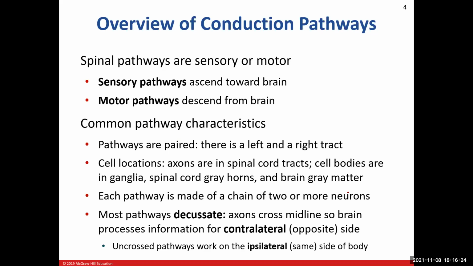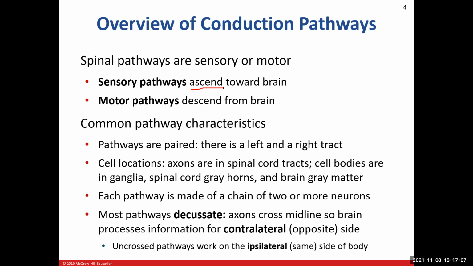The first part of class tonight, we're going to be talking about our conduction pathways. These are spinal pathways that go up and down the spinal cord. Which pathway we're discussing determines the type of function and information it carries. There are two types, sensory or motor, that's it. As a general rule, sensory pathways carry sensory input from your body, the periphery, up to your brain. So sensory pathways are also known as ascending pathways because that sensory input ascends up to the brain.